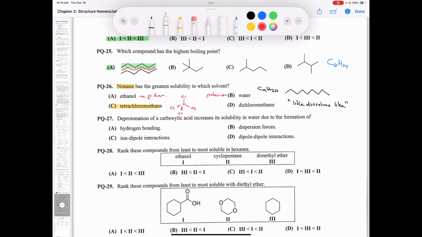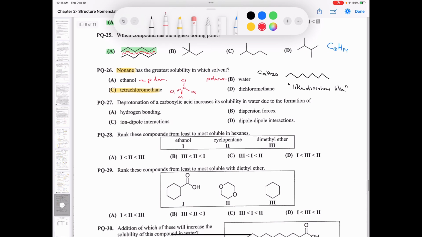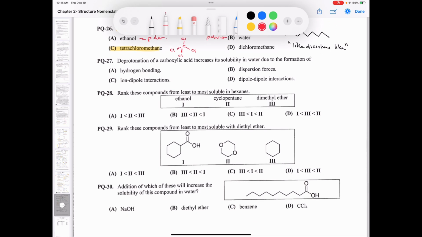All right, deprotonation of a carboxylic acid in question 27 increases its solubility due to the formation of. Well, this question actually shows up a couple of times in this ACS study guide.